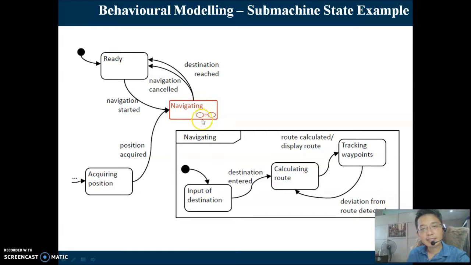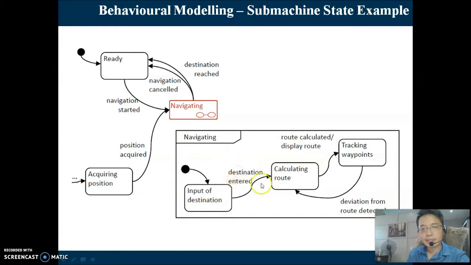Navigating state contains substates as indicated by this symbol. The blowout of navigating state is as displayed in this huge rectangle. This is the label of the state navigating. The substates are input of destination, calculating route, and tracking waypoints. The first substate in navigating state is input of destination.